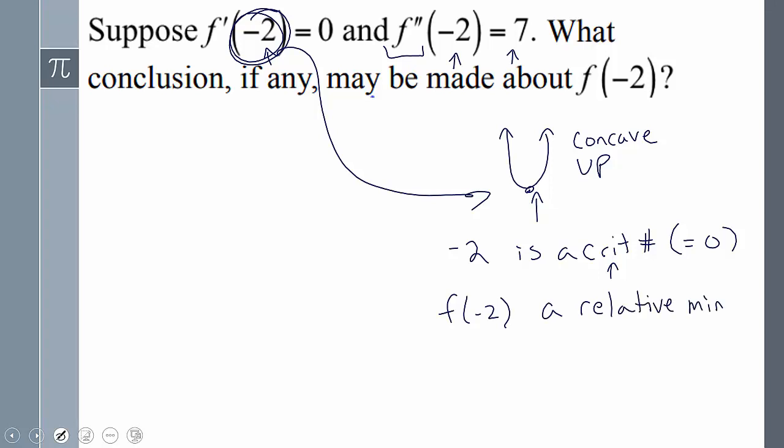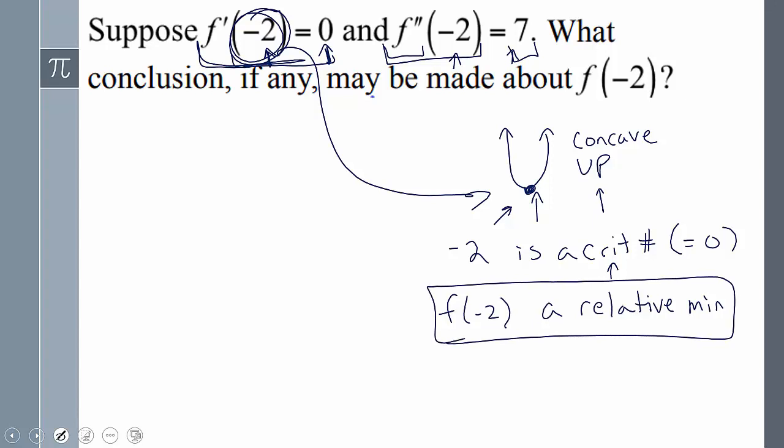So let me rewind that one more time. Because my second derivative is positive, concave upward, and because this is a critical number, because it equals 0, I can relate this to this. Since it's concave up, this has to be a minimum, and that's why I can conclude that f of negative 2 is a relative minimum.